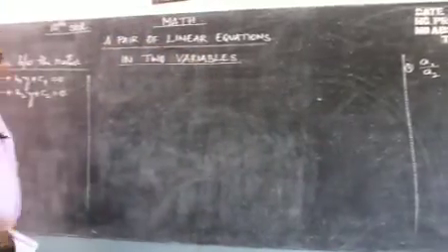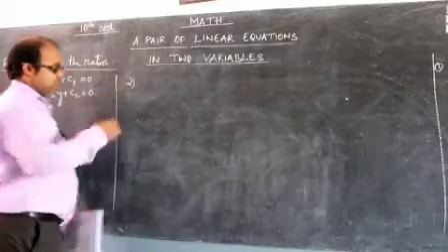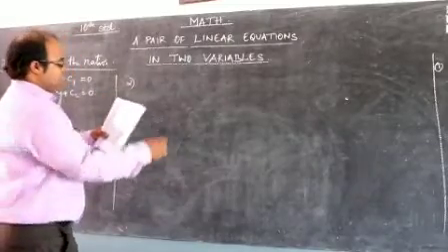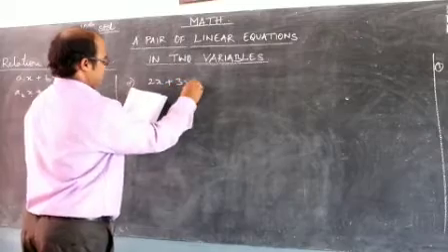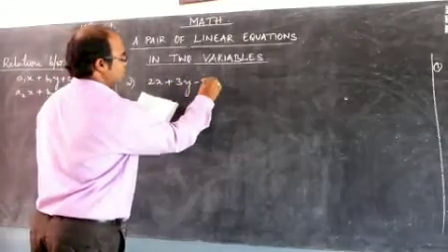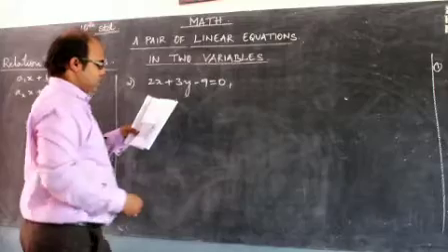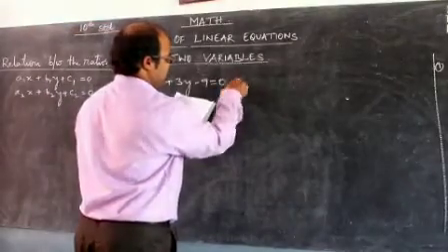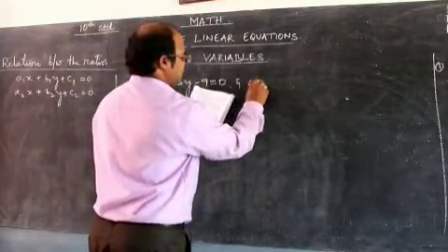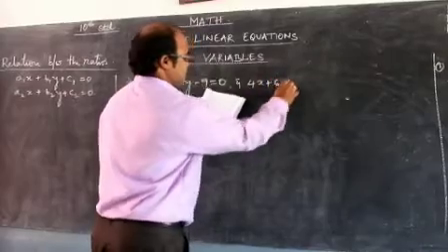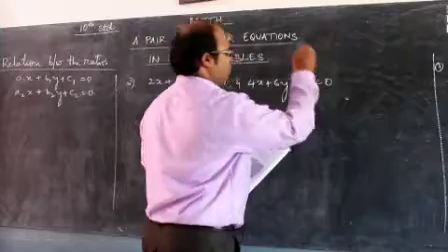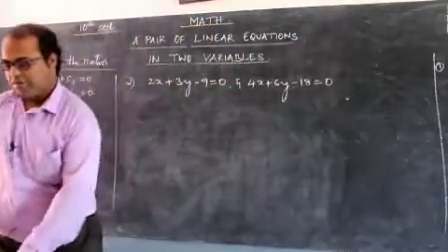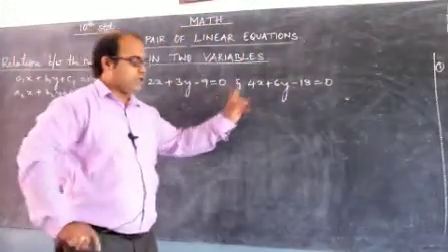So what is the second pair of linear equations? The equations are like this: 2x plus 3y minus 9 equals 0, first equation, and 4x plus 6y minus 18 equals 0. Okay, so again we have got two linear equations.